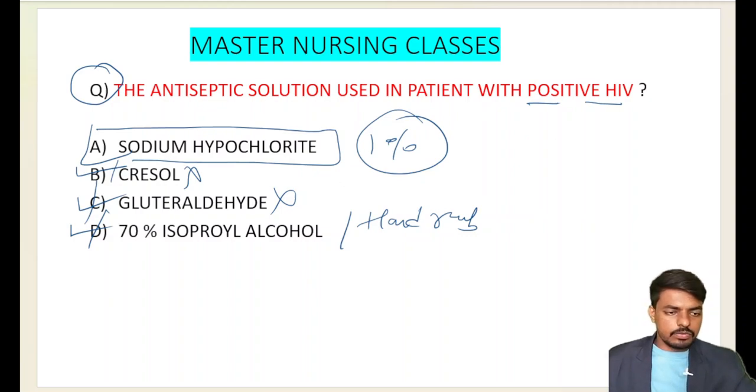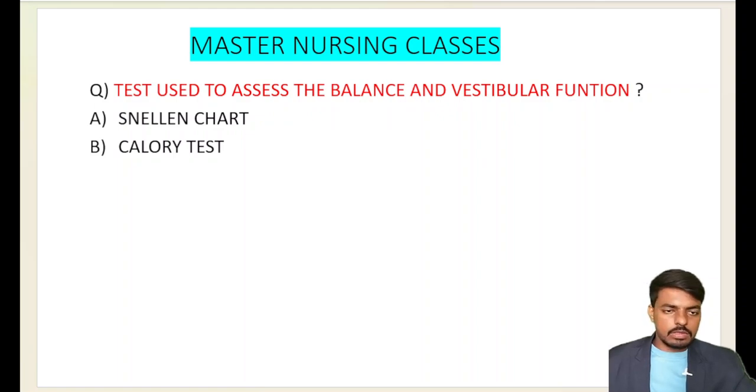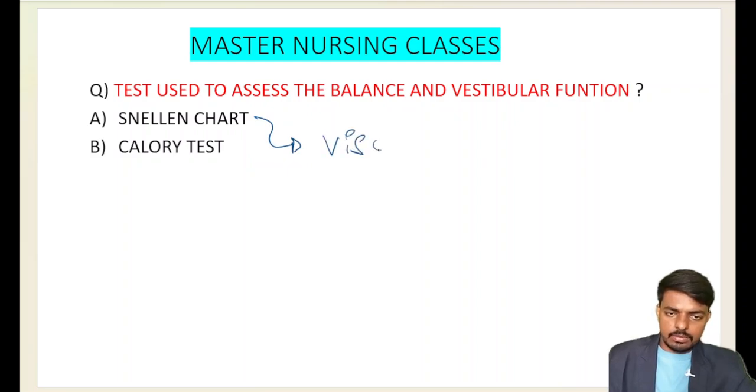Okay, so the next question comes like this. The test used to assess balance and vestibular function. So balance and vestibular function is assessed by which test? Is this assessed by the Snellen chart? No, it's not assessed by the Snellen chart. The Snellen chart is used to assess visual acuity.